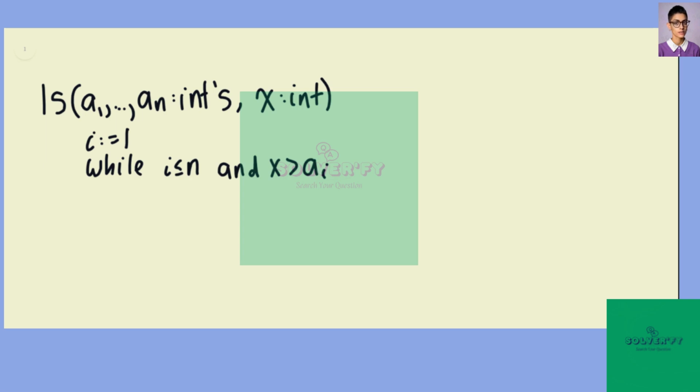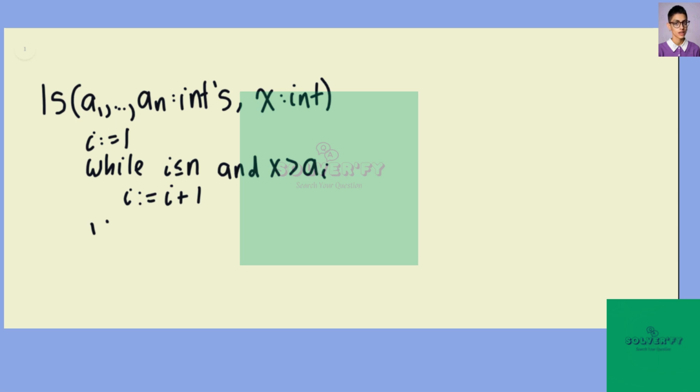we want to increase our position. So we're just going to run through the list and keep going until either the list runs out or we find an element that x is greater than. Okay. And so this will either have I at n plus 1 or stopping at something less than n.